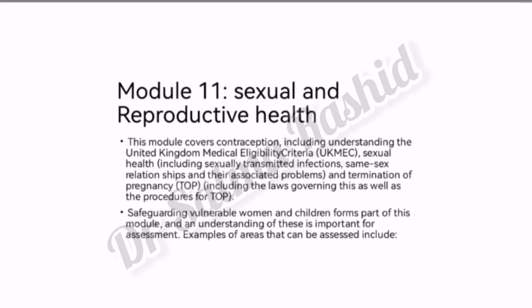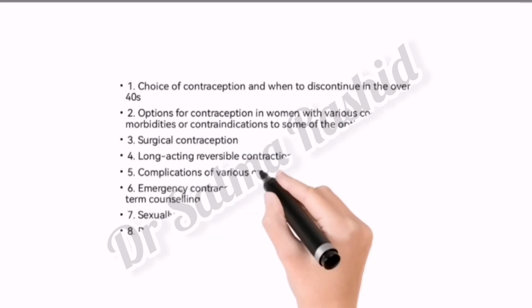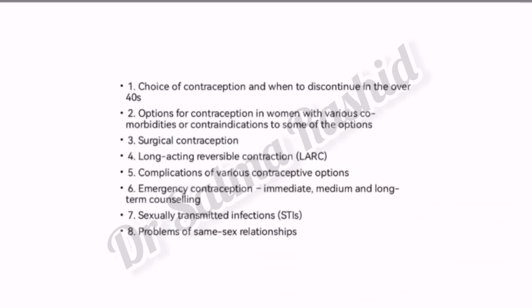Examples of areas that can be assessed include choice of contraception and when to discontinue in the over 40s, options for contraception in women with various comorbidities or contraindications to some of the options, surgical contraception, long-acting reversible contraception, complications of various contraceptive options, emergency contraception, immediate, medium and long-term counseling, sexually transmitted infections, problems of same-sex relationships.